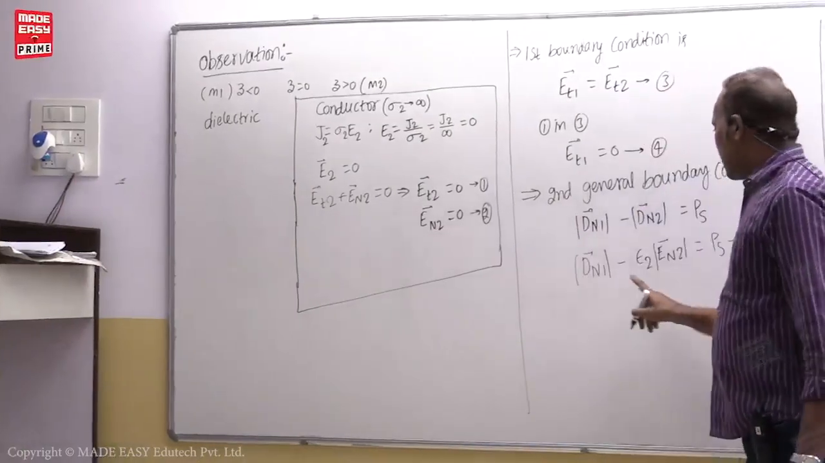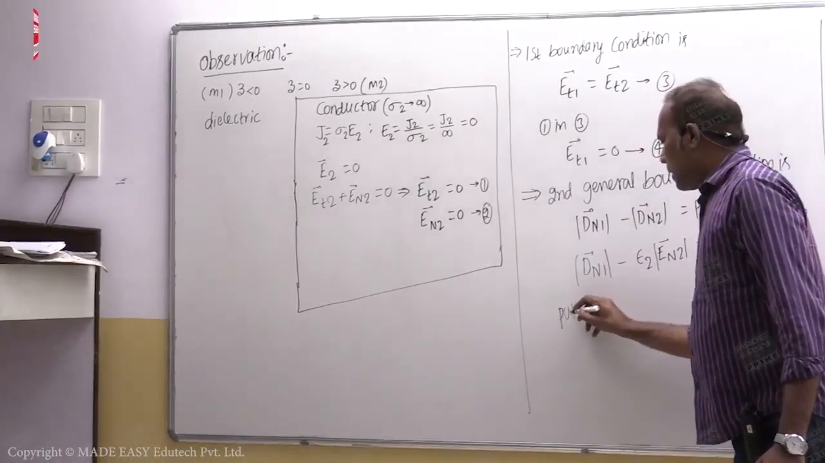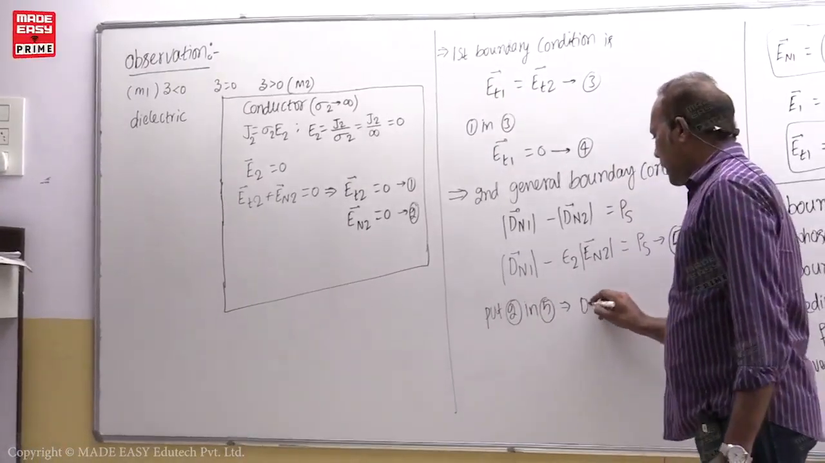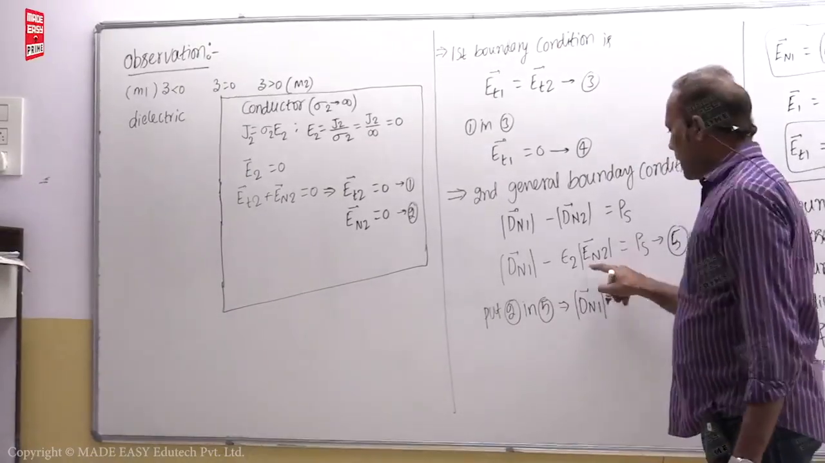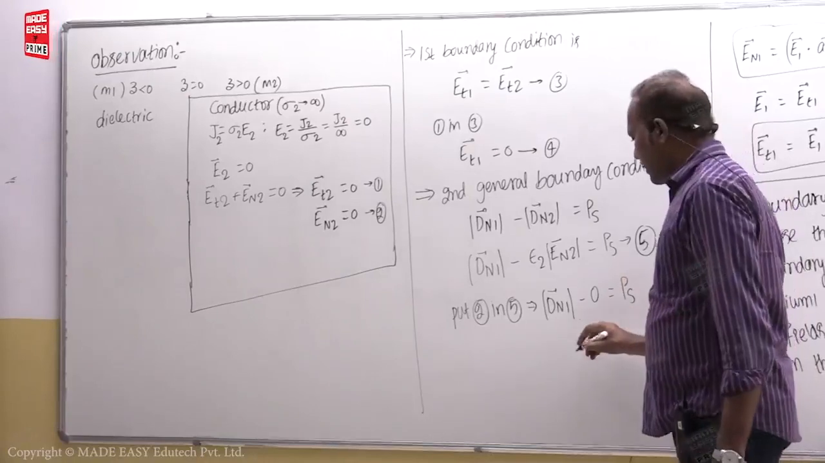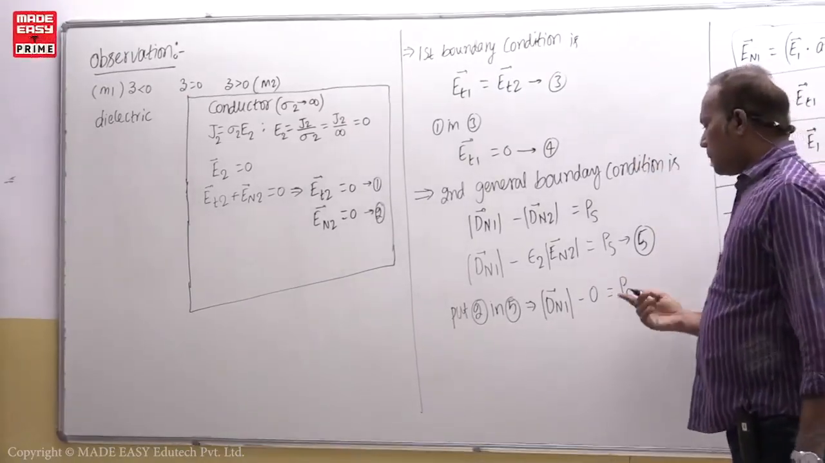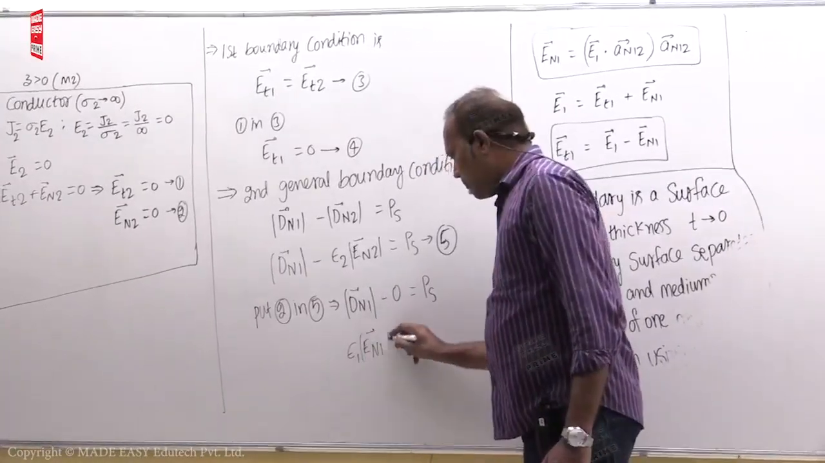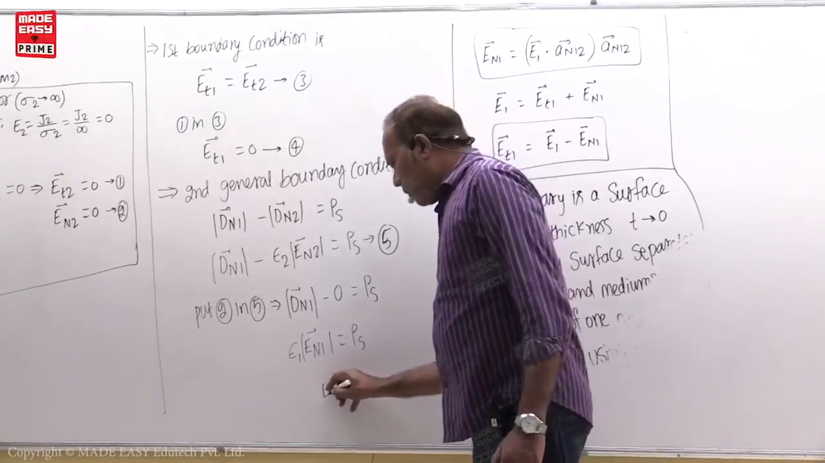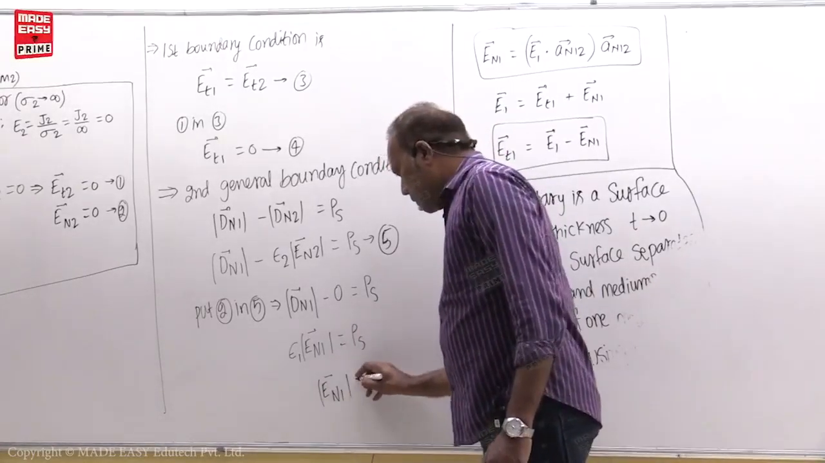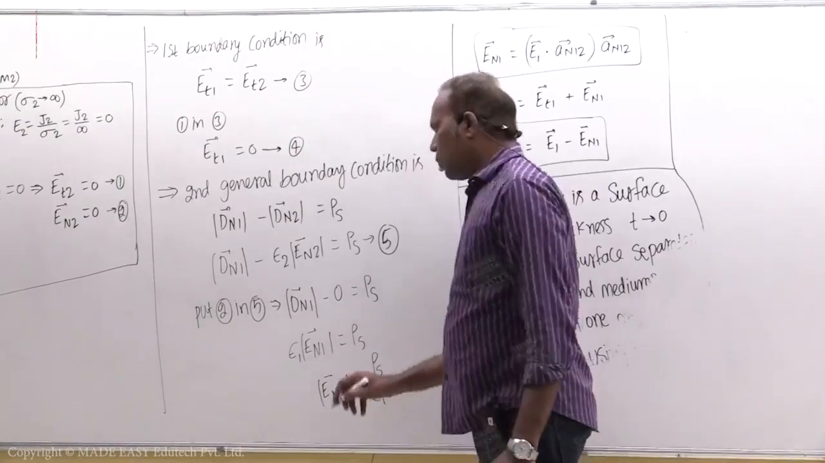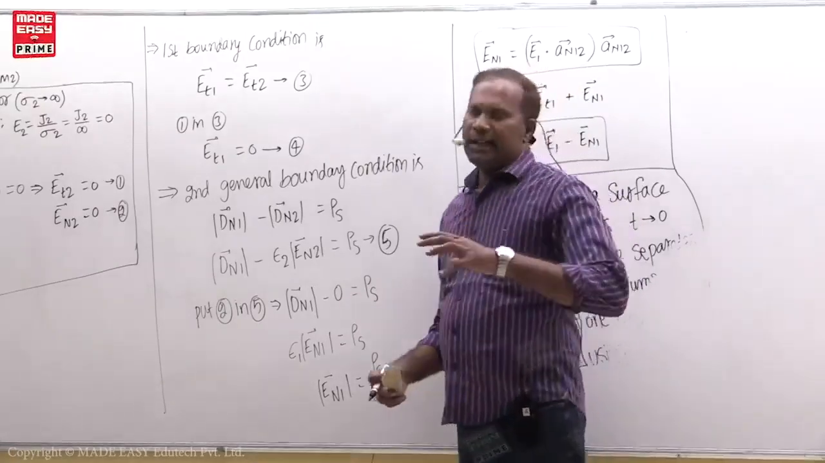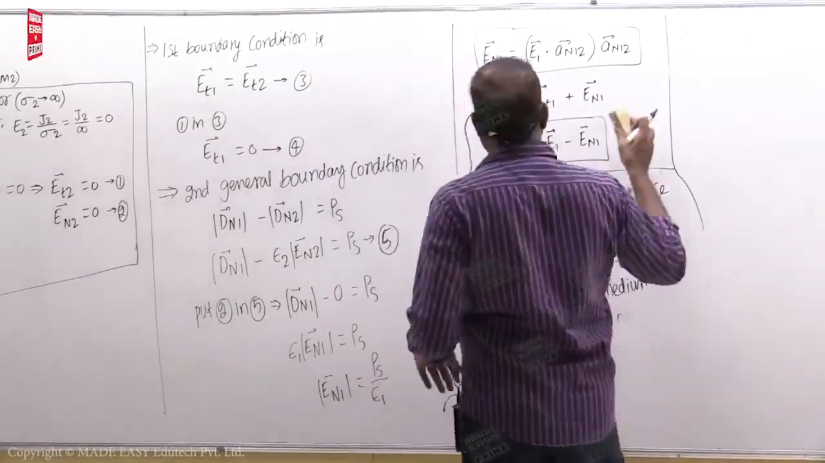Now En2 is 0, substitute this here. So you put equation 2 in 5, that means Dn1 is there, and this becomes 0, that is equal to rho s. So Dn1 is equal to rho s came now. If you want, you can write epsilon 1 En1 is equal to rho s. So En1 is equal to rho s by epsilon 1, like this. So these are the results, students. I will write these results in the note. You should not study this one.